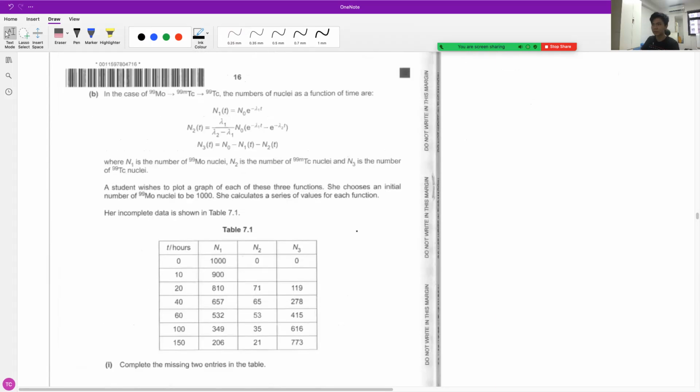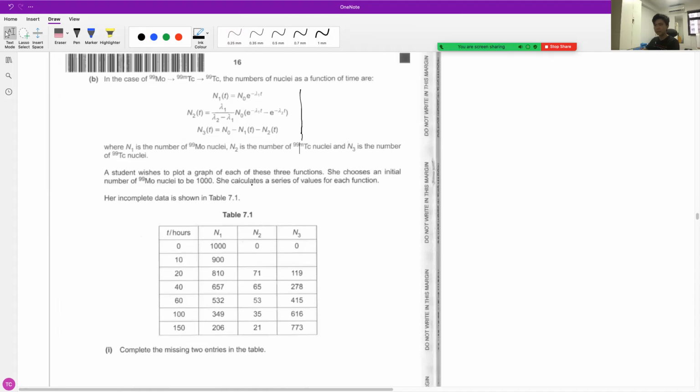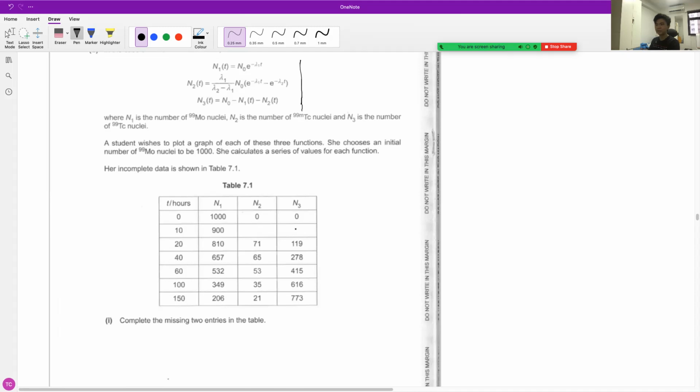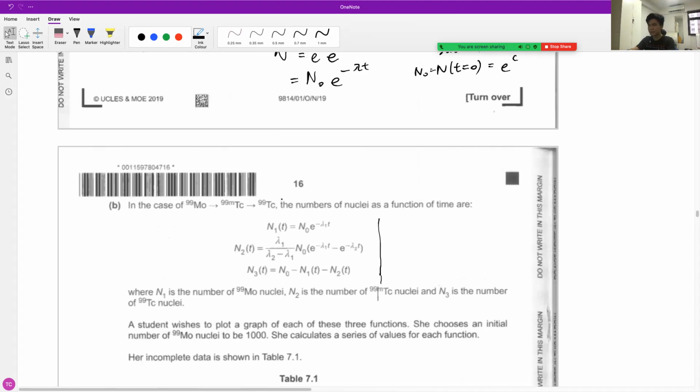That's a normal separable differential equation. So then in the case of this complicated process over here, they're telling us that the number of nuclei as a function of time is given by these three equations. Then we're asked to complete the missing table values over here. So we need to take a look at this function. We see that there's a lambda 1 over here, and this is lambda 1 over here, and this is lambda 2.